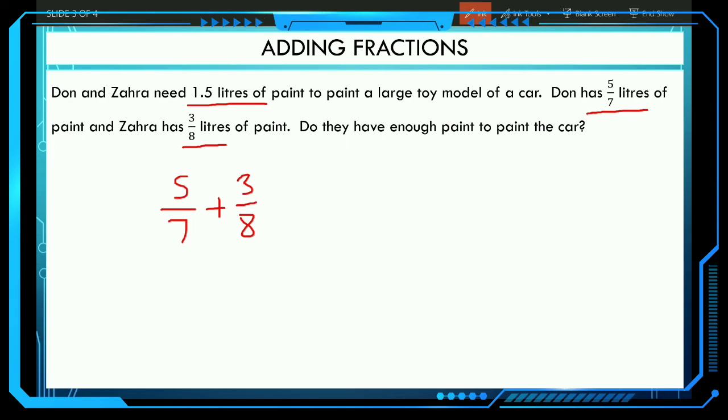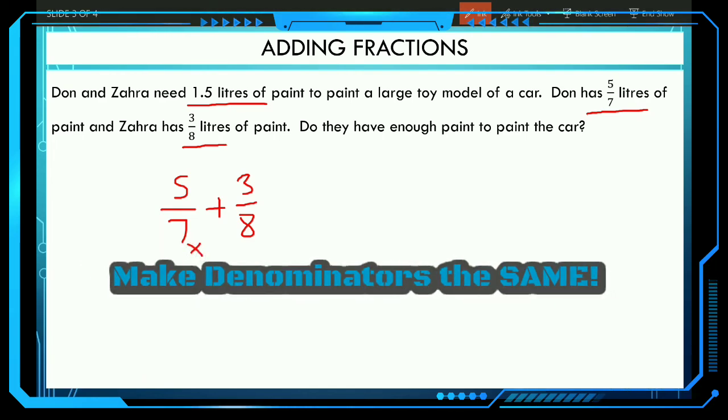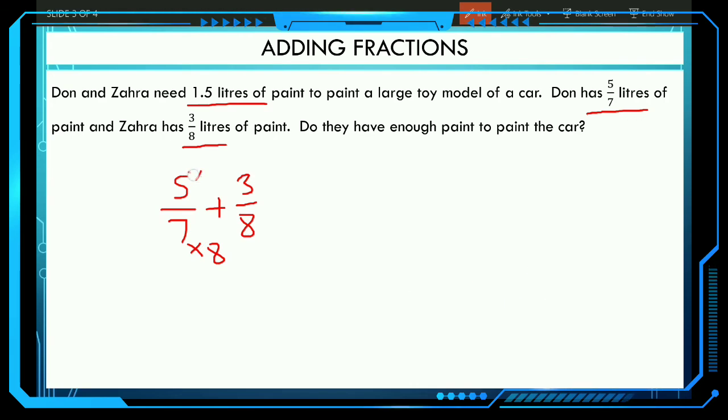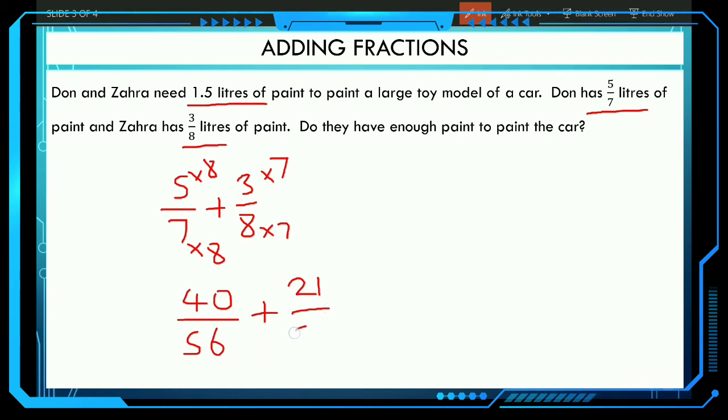So again, we cannot add these fractions because the denominators are different. So what do we need to do? We need to times this by 8, times this by 8, times this by 7, times this by 7. Because whatever we do to the bottom, we do to the top. So 5 times 8 is 40. 7 times 8 is 56. Plus 3 times 7 is 21. 8 times 7 is 56.